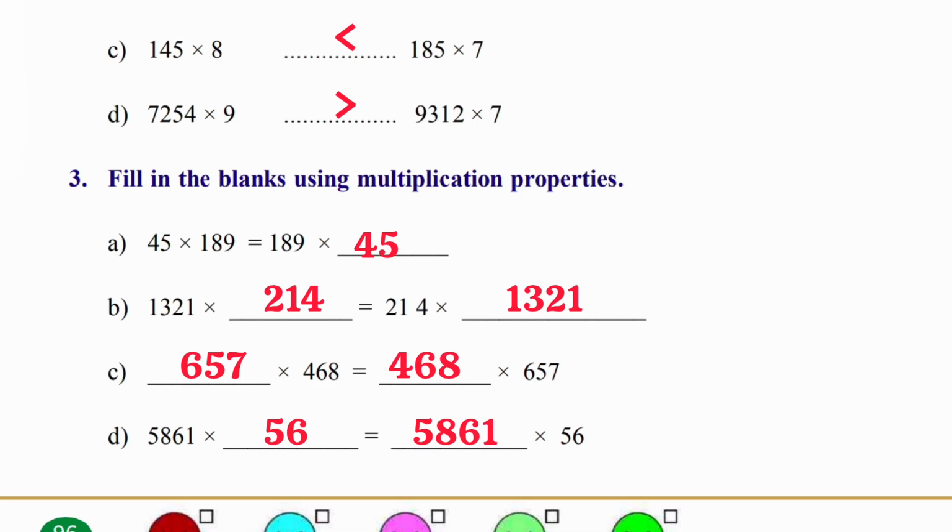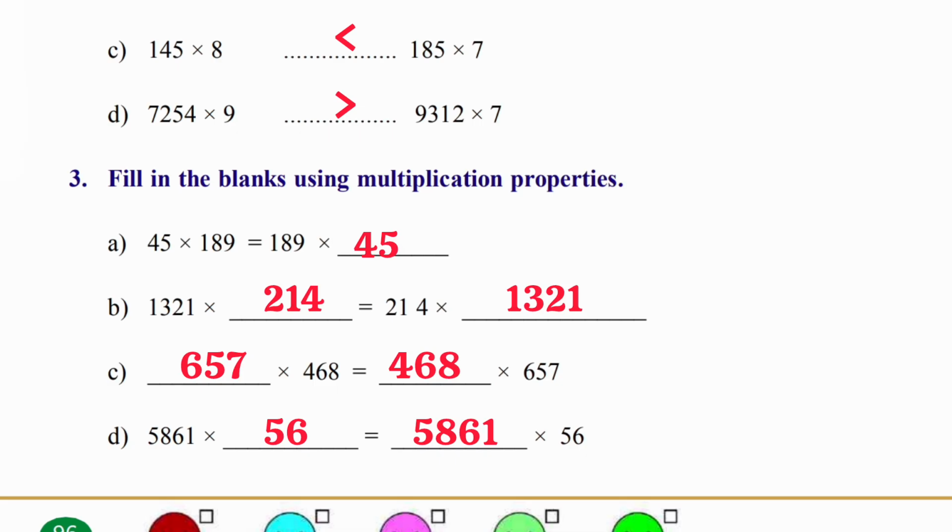1321 multiplied by dash is equal to 214 multiplied by dash. So here the opposite numbers, write it down. So 214, here 1321. Okay, next, dash multiplied by 468 equal to dash multiplied by 657. Here also just write down the opposite number. 657 multiplied by 468 equal to 468 multiplied by 657. Got it? Next fourth one, 5861 multiplied by 656 equal to 5861 multiplied by 56. Got it, guys?